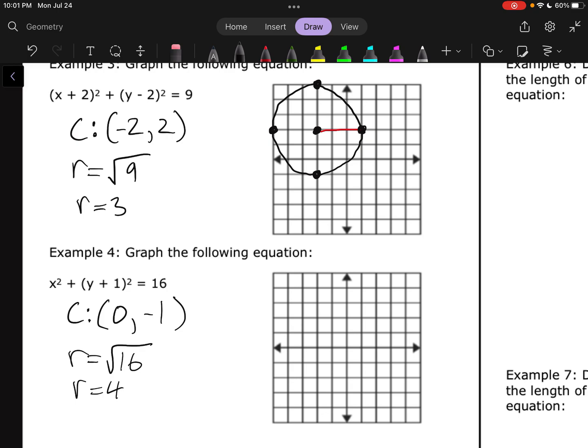Okay, so let's plot this out. 0, -1 is my center, right there. And then my radius of 4 means I go over 1, 2, 3, 4. Put a point there. I can go up 4 from the center, 1, 2, 3, 4 is right here. 1, 2, 3, 4 is right here. And 1, 2, 3, 4 is down here. So that's going to give me enough information to kind of make a mediocre looking circle like that.